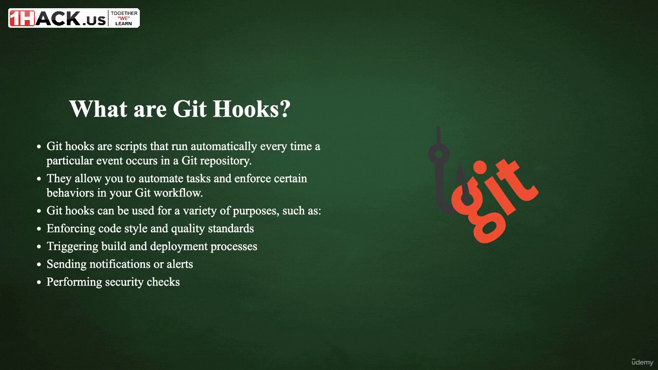Git hooks can be used for a variety of purposes, such as enforcing code style and quality standards, triggering build and deployment processes, sending notifications or alerts, and performing security checks. By leveraging Git hooks, you can streamline your development workflow, improve code quality, and ensure that your team follows best practices. In the following slides, we'll dive deeper into the different types of Git hooks, how to set them up, and some practical examples of how they can be used to improve your development process.